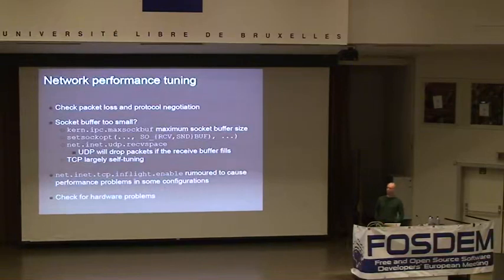For UDP applications, you may need to increase the amount of space available for receiving UDP packets. The kernel will drop packets if the buffer is full. So if your application is not able to drain incoming UDP packets quickly enough, then you can get packet loss because the kernel buffer fills up. And depending on the application, you may need to increase the size of the kernel buffer to keep this from happening.